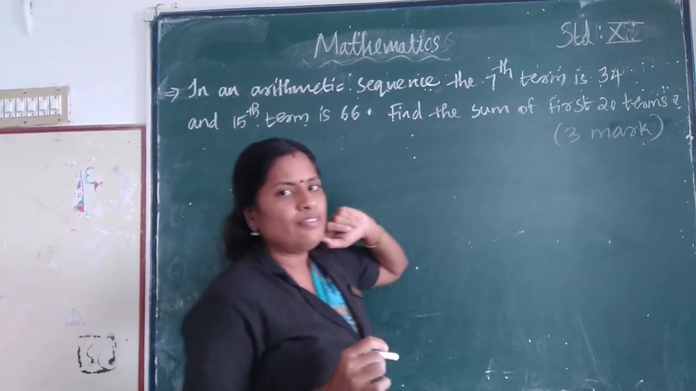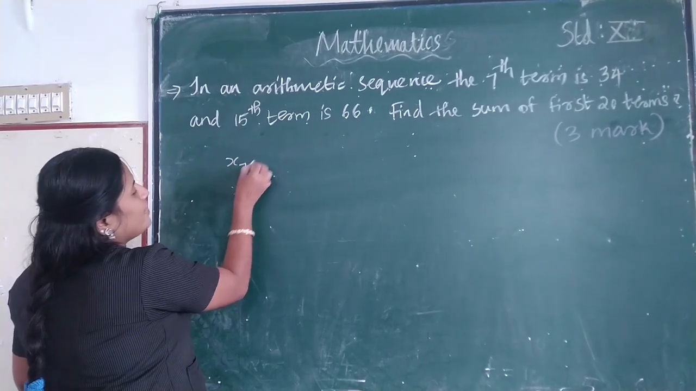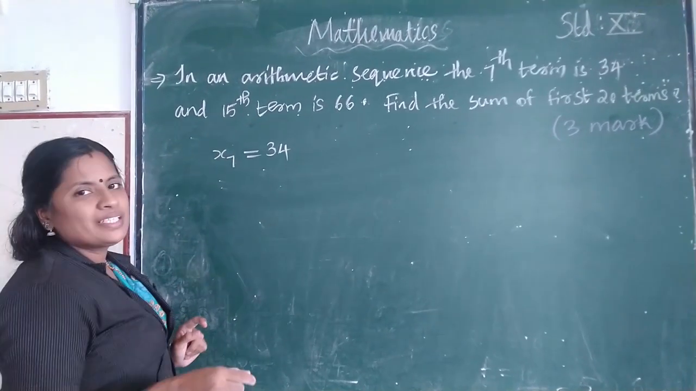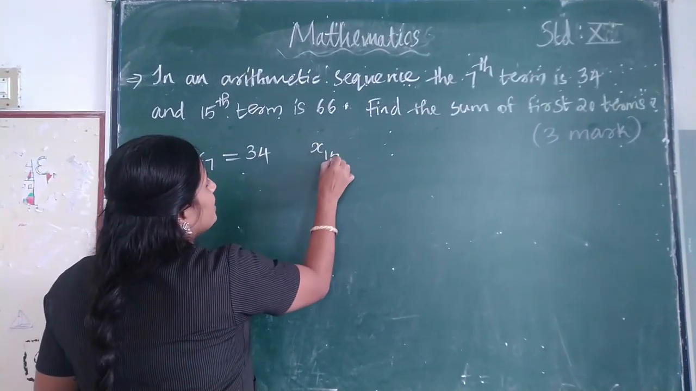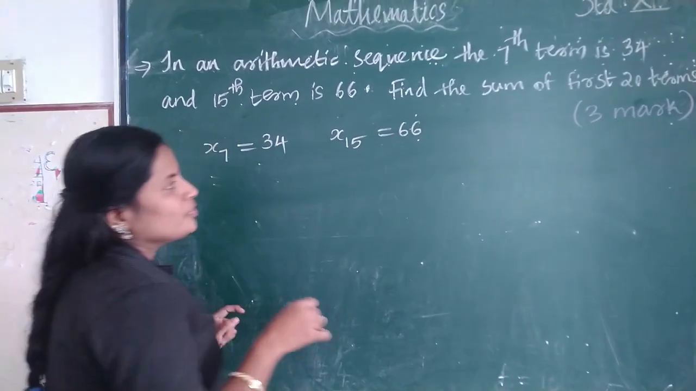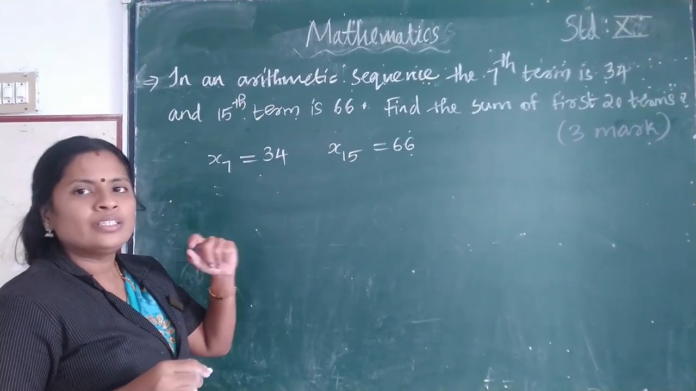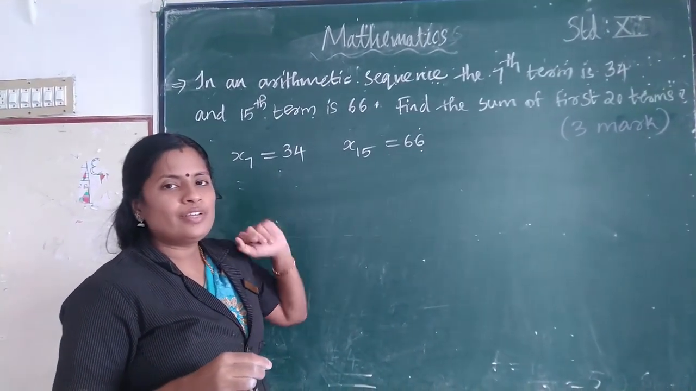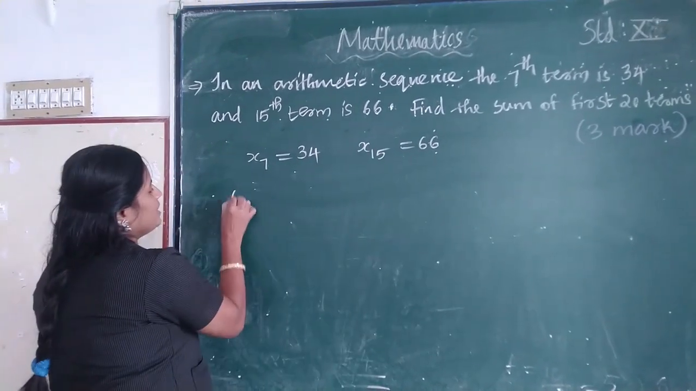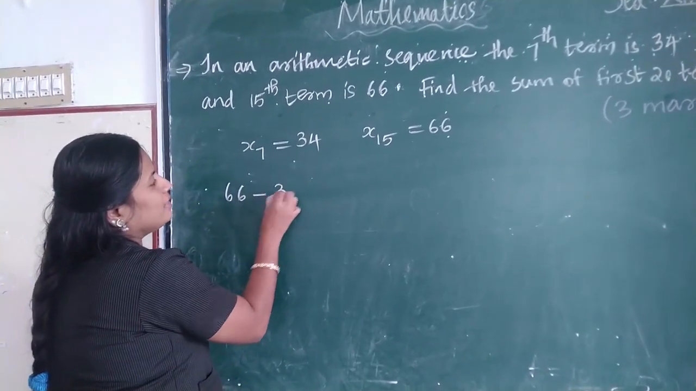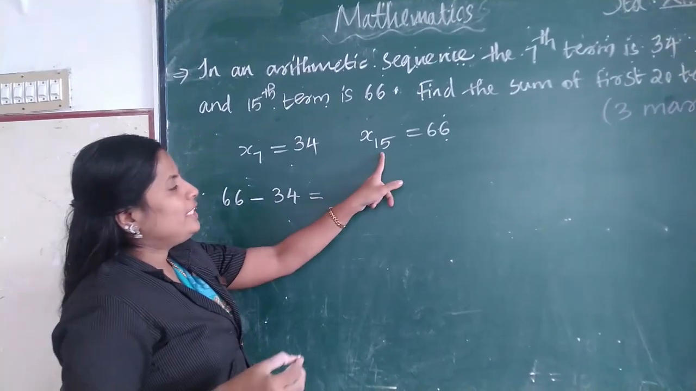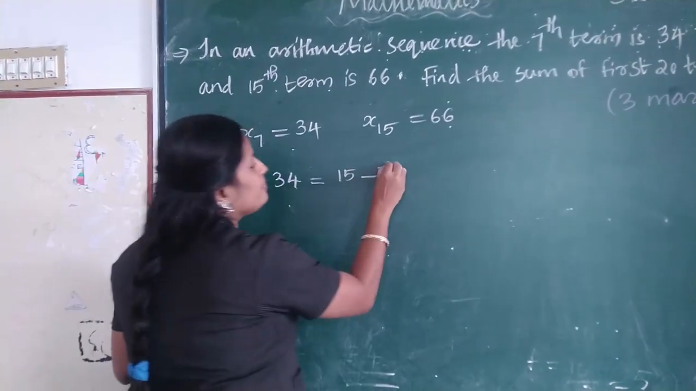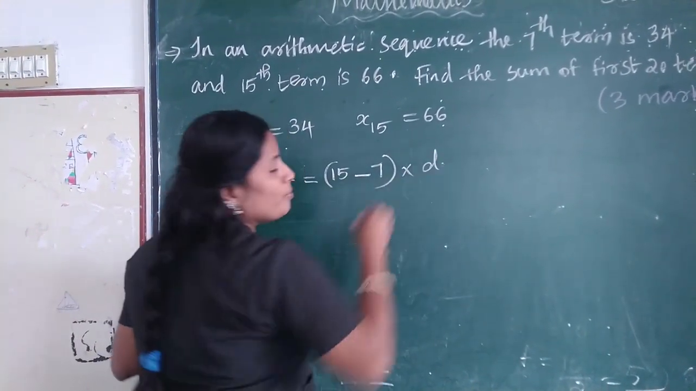In this question, what is given? 7th term is 34. That means x7 equal to 34, and the 15th term is 66. So x15 equal to 66. From this we can find out the common difference. Term difference equal to position difference into common difference. That is 66 minus 34 equal to the 15th term, 15 minus 7, into common difference.